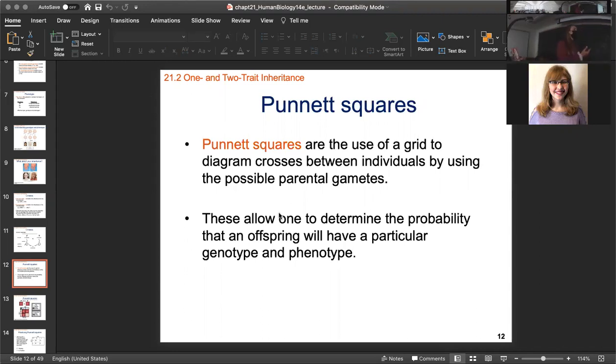This is a visual learning grid that describes the cross or the diagram of the individuals by using the possible parental gametes. This allows someone to determine the probability of what type of offspring are possible at that particular genotype and phenotype, okay? Some misconceptions about Punnett squares, for example, with this one, so this is a Punnett square.